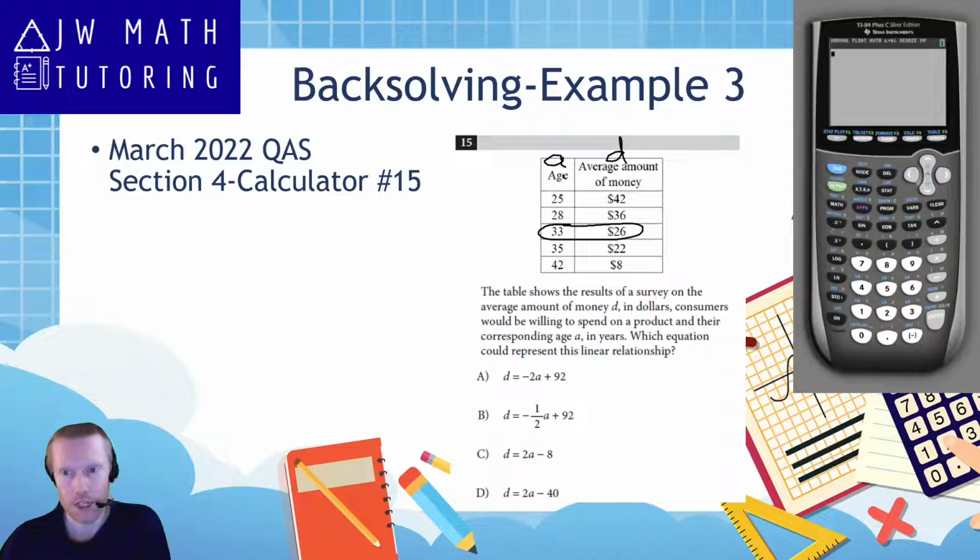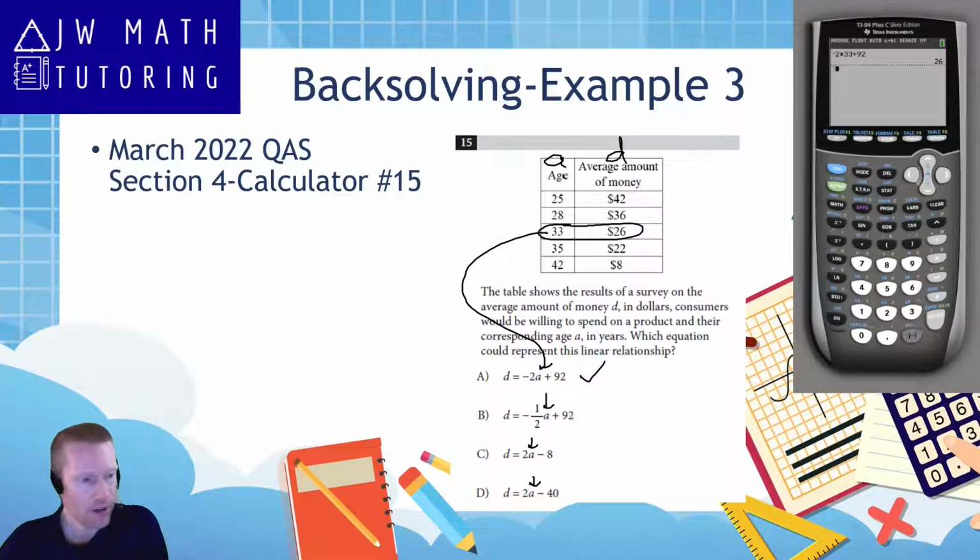So all I'm doing is I'm taking the A value and I'm just plugging that into each of these formulas on the right, and then I'm saying, do I get my output that matches the D column, or in this case 26. So for the first one, it's just negative 2 times 33 plus 92. Okay, I get 26. So far, this one appears to check. I'll keep it, but I do want to check the others just to make sure.